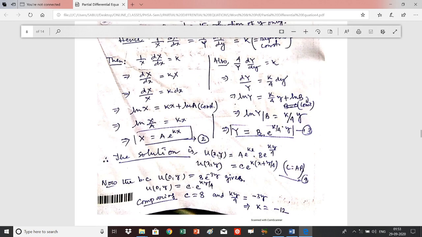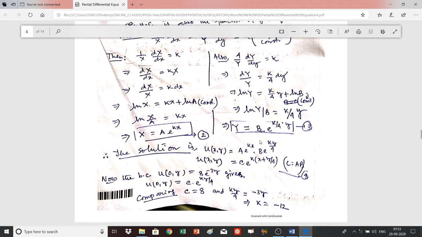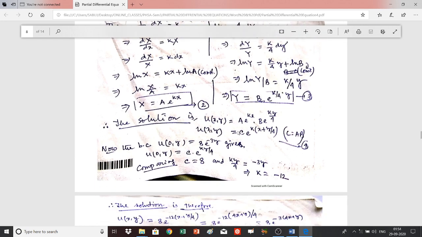The complete solution becomes u(x,y) is equal to a e to the kx times b e to the ky/4. Both a and b are arbitrary constants. From here you can write c e to the k(x plus y/4), where c is equal to ab. Now the boundary condition is u(0,y), that means x equal to 0, u is equal to 8 e to the minus 3y.